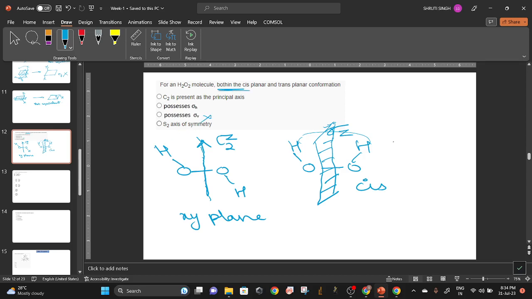Now S2, when you reflect, it will be present in the cis, but it will not be present in the trans. Suppose it is here and then you rotated it and then you are reflecting. Yeah, S2 is also present. This will be the perpendicular plane, which will be the molecular plane. S2 will also be present. Now C2, this and this, both in the cis-planar and the trans-planar conformation.